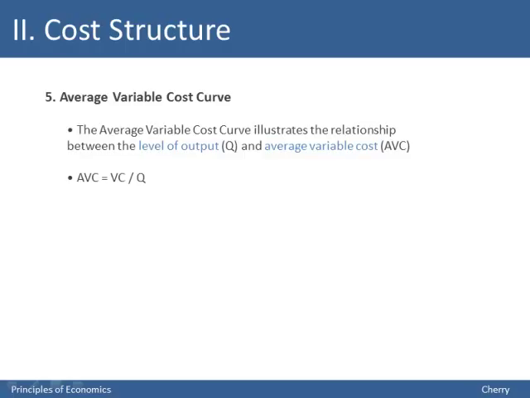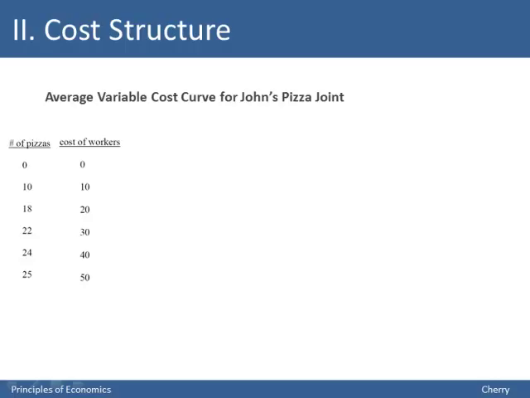So now let's look at average variable cost. We're going to do the same thing here, look at output and how average variable cost changes as you change output levels. Average variable cost equals variable cost over the quantity. So now let's look at the number of pizzas, which is the output, the Q, and then you have the cost of workers, which is the variable cost. Right? That's increasing as output increases. So the average variable cost is going to take the cost of workers and divide it by the number of pizzas.